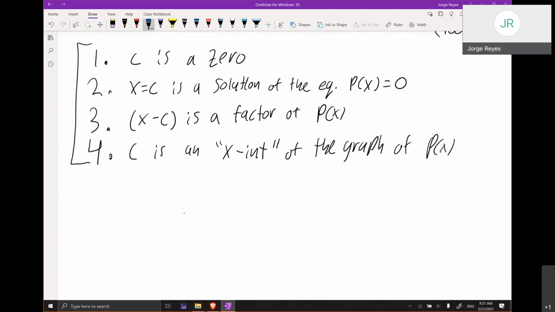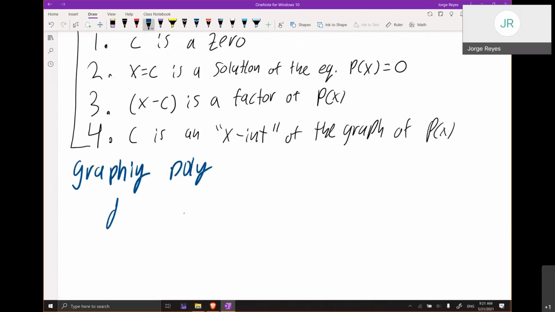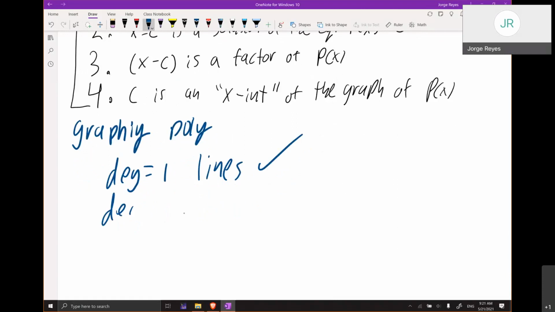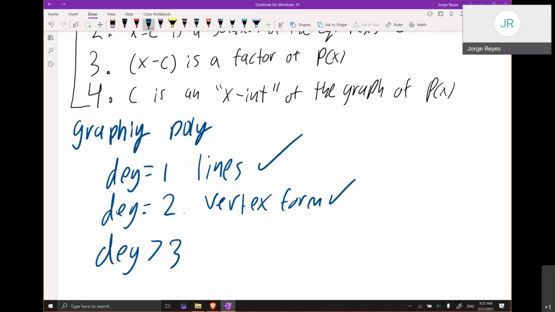So, graphing polynomials. First of all, if the polynomial is degree 1, then it's a line, and you know how to graph those. Just use slope-intercept form. If the polynomial is degree 2, we just learned how to graph those. Use vertex form. This is for polynomials of degree 3 and bigger.